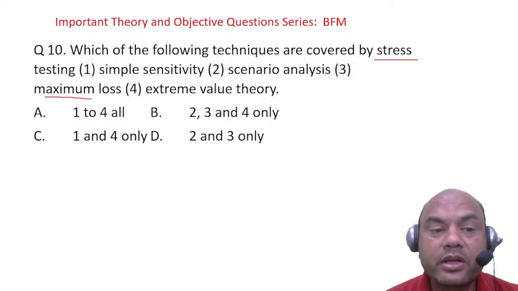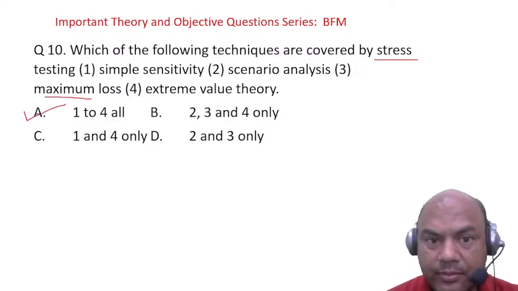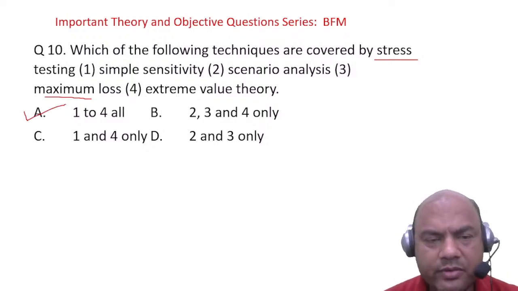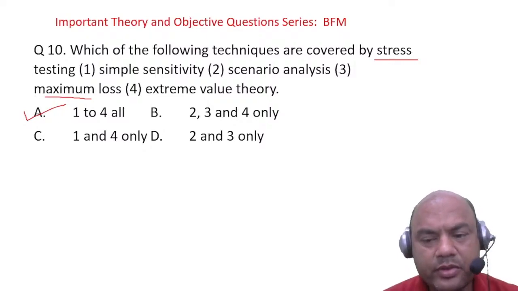So what is the option over here? The option is correct. 1 to 4, all. All of them are considered in stress testing. Got it, everyone? Shall we move on?